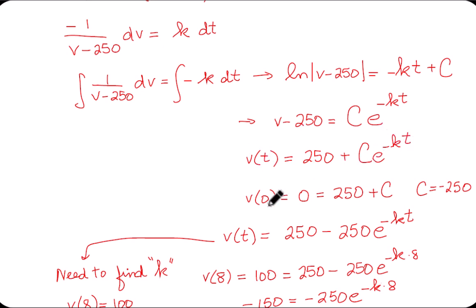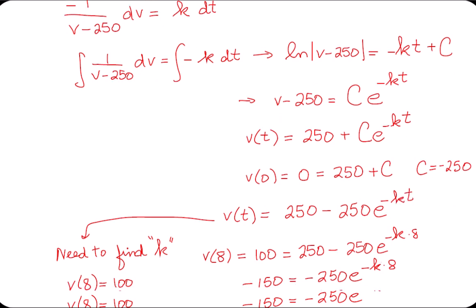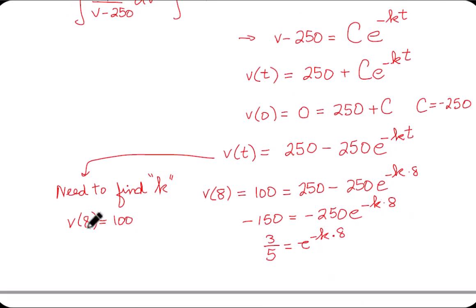All right, so at time 0, I have 0 equals 250 plus c. So c is minus 250. All right, so here's our basic relationship for the velocity. What I'm missing is k, the rate. So to find k, I need to plug in what I know, and that is at 8, we get 100. All right, so plug in 8 for time.